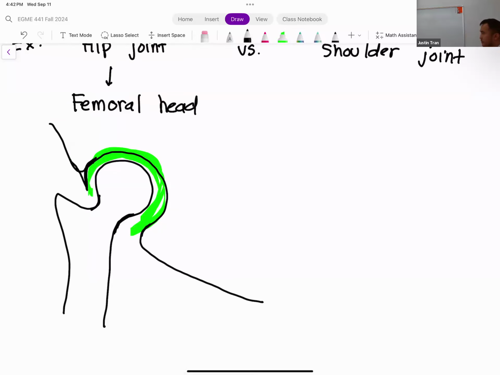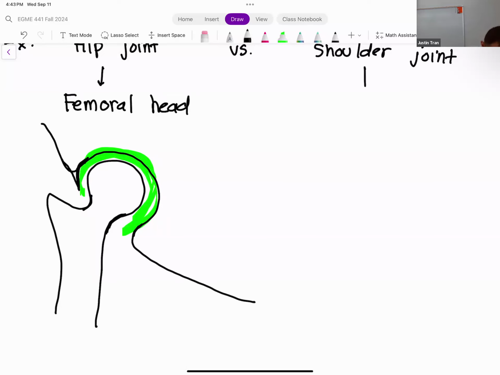In contrast, your shoulder joint is the connection between your upper arm bone, your humerus, and the bone of your shoulder. I forgot, the name escapes me right now. Similar to the femur, your humerus also has a fairly large ball, but it's not as prominent as the femur.